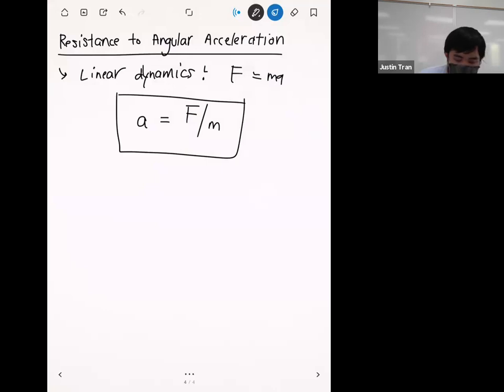So nothing really groundbreaking there. But the reason I did this is to highlight this part right here, the m. Remember, m here stands for mass. What this tells us is that the higher the mass of the object we're considering, the harder it's going to be to get it to accelerate.